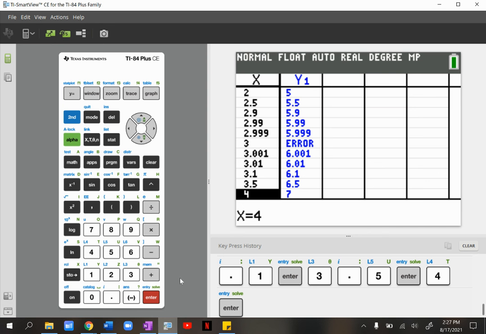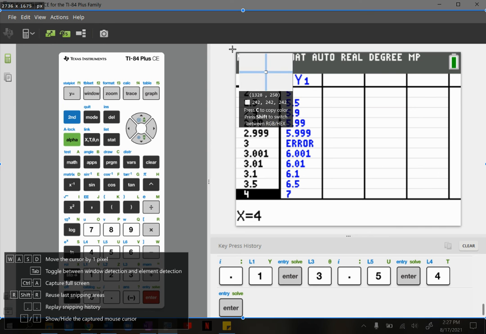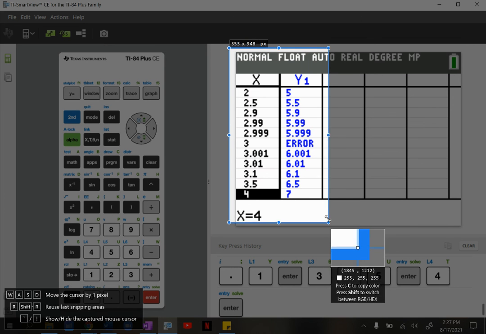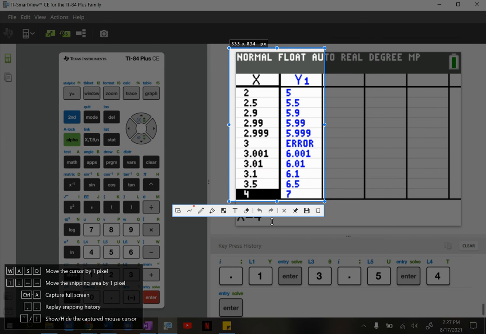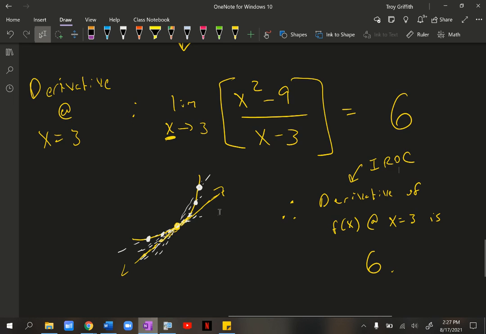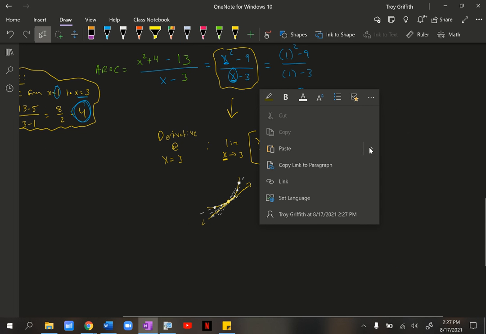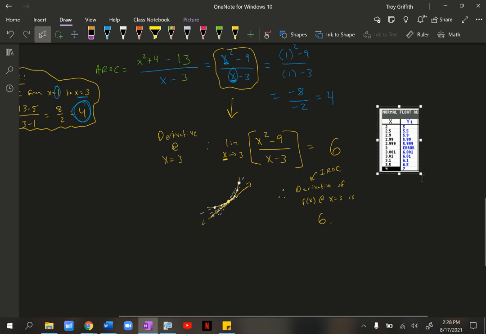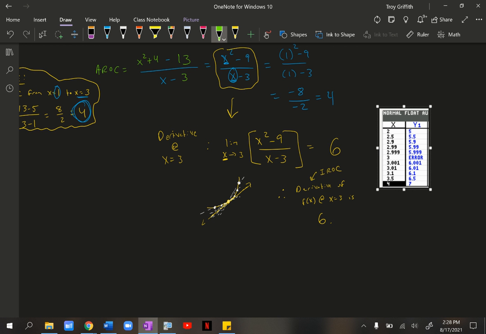This video will be available to you, and I will also put this chart in the notes. If you ever forget how to make this table, you can come and look at the end of this video, because I know it's a pretty long video. But again, what we're saying here is, here's the slope as we approach 3 from one side, and here's the slope as we approach 3 from the other side. We can see that this slope is converging upon 6, so we can make a reasonable estimation that the derivative of the function at that point is 6.